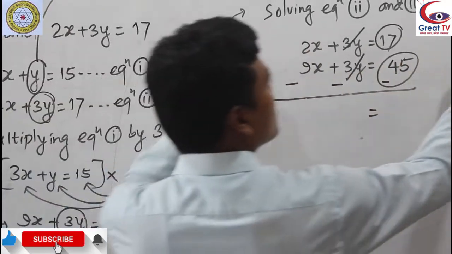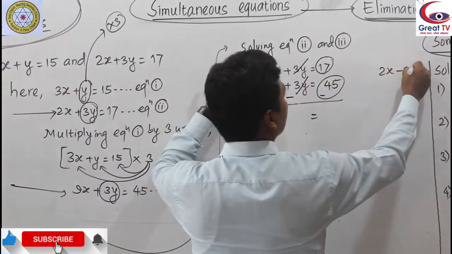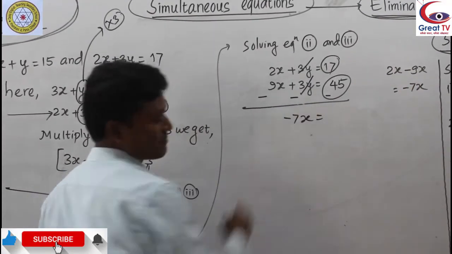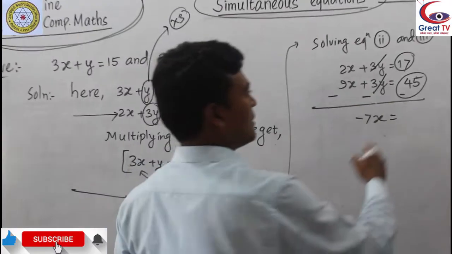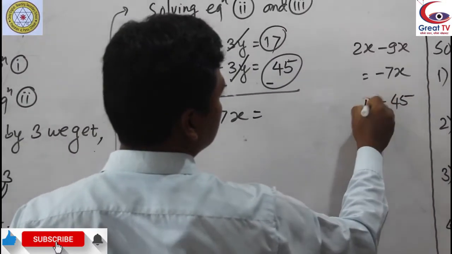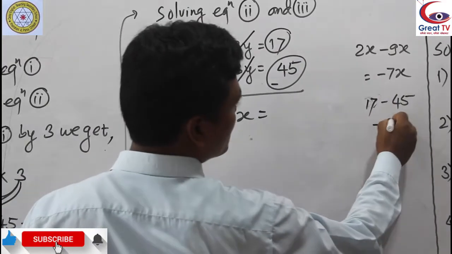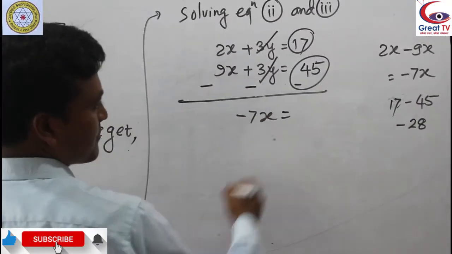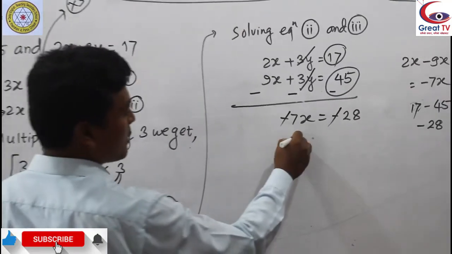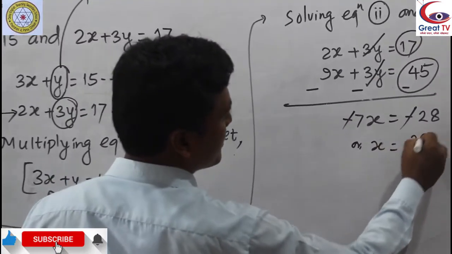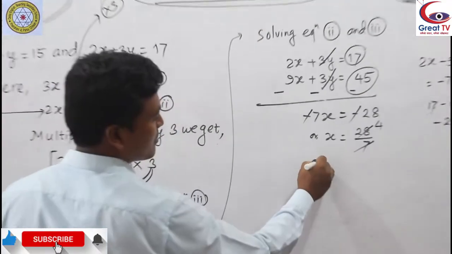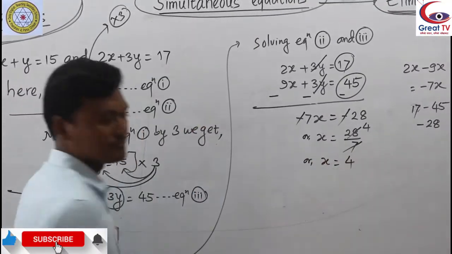2x minus 9x, how much is it? Minus 7x. Minus 7x equals 17 minus 45, which is minus 28. Minus 28. You know, minus minus cancel. Where x equals 28 by 7. Then 7 4s are 28. Where x equals 4.